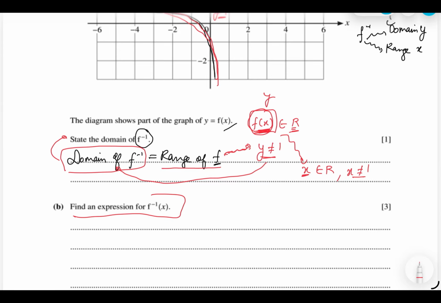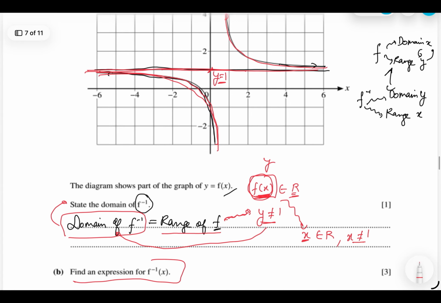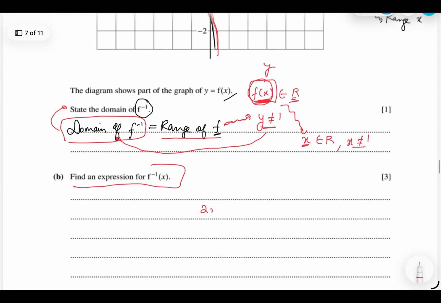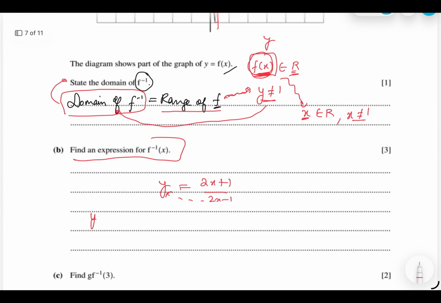All right, we have already done an inverse question, I will do it again for you. (2x plus 1) upon (2x minus 1) equals y. Send this to the other side. It would be y times (2x minus 1) equals 2x plus 1. Very good. Now multiply this. So it would be 2xy minus y equals 2x plus 1.